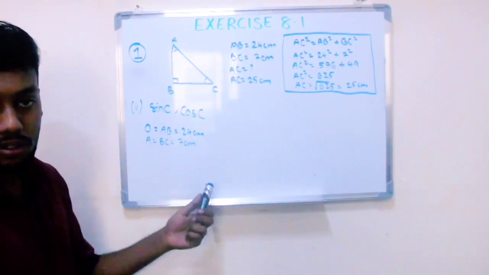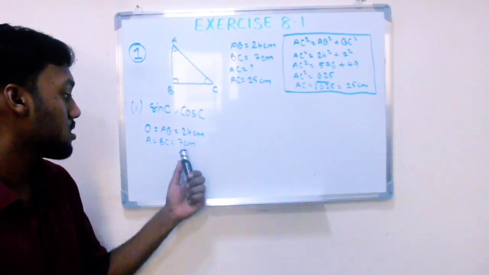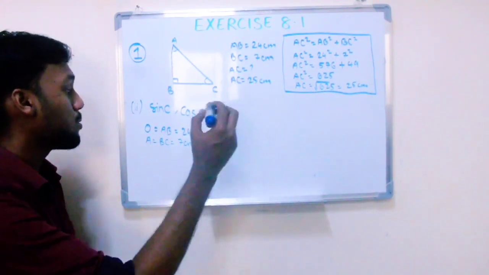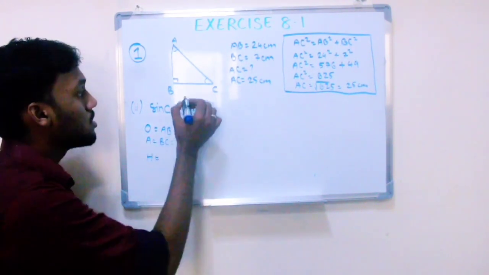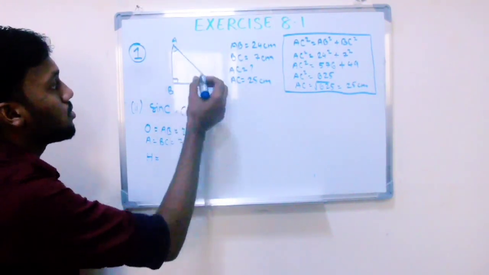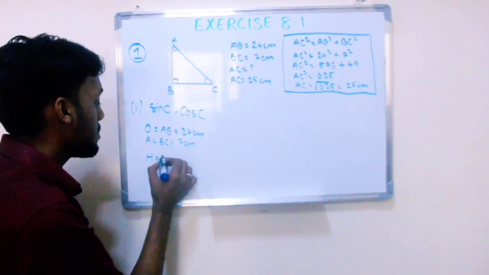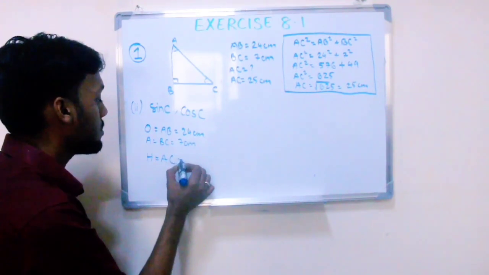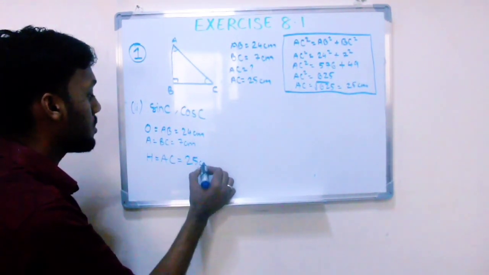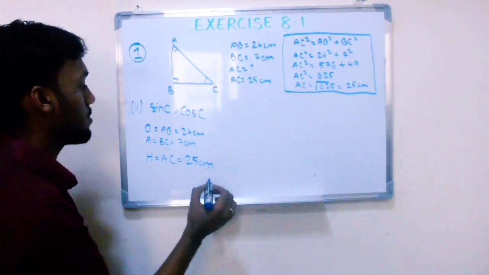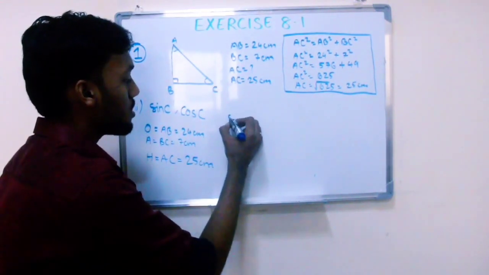Now for the second subpart, with respect to angle C, O is 24 centimeter and A is 7 centimeter. Now we'll find hypotenuse H. Hypotenuse remains the same, so it's the longer side of a right angle triangle. H is equal to AC, which is equal to 25 centimeter, which we have already calculated before. Now sin C, what is sin C?